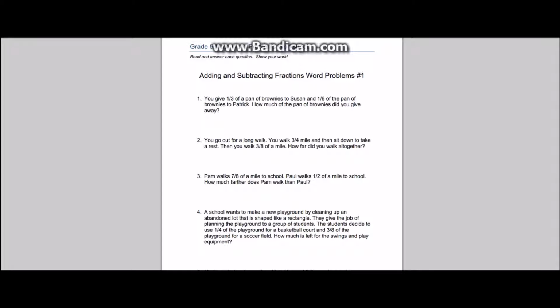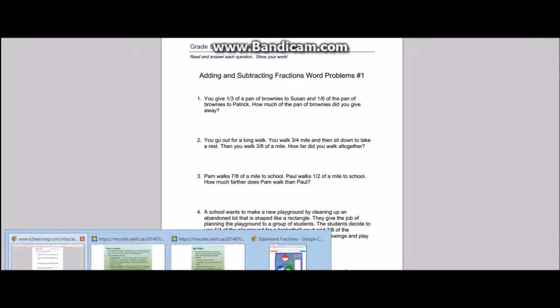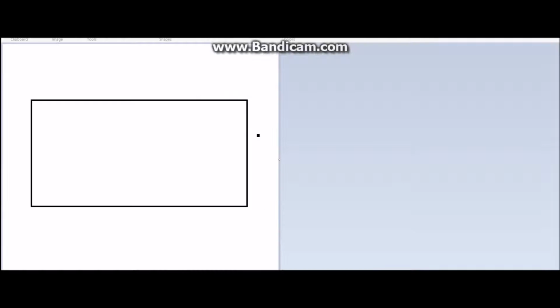So when we're looking at this one, there's a couple of things that we need to see. First of all, we have a pan of brownies, and there's a couple of ways we can think of this and do this. First, the way I'm going to show you is using pictures, which I really like. We have to remember that we're using a third and a sixth. So when we split our pan up, we want to make sure that we write down 1/3 and 1/6.